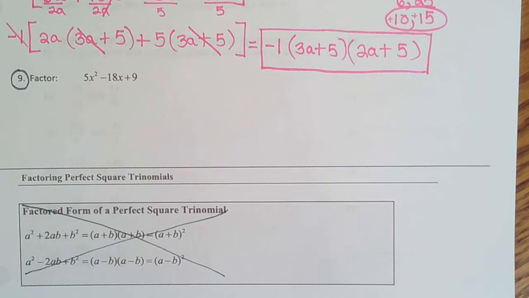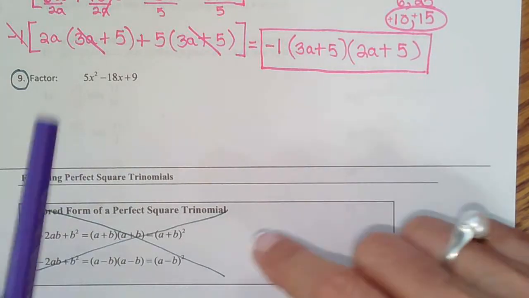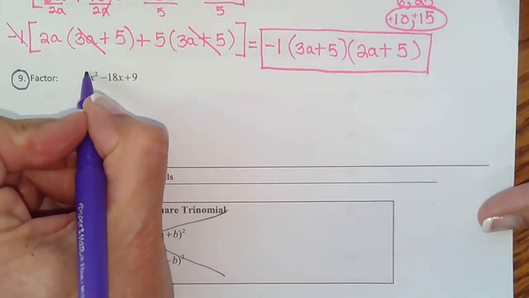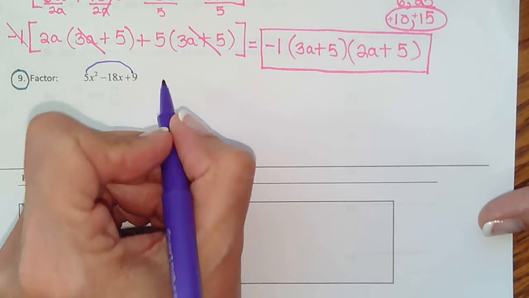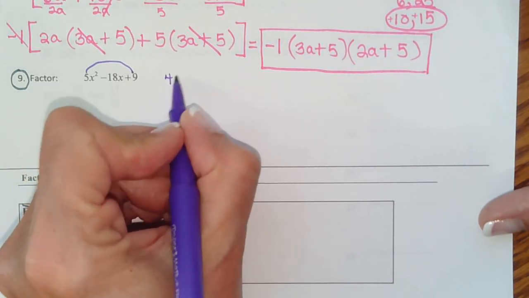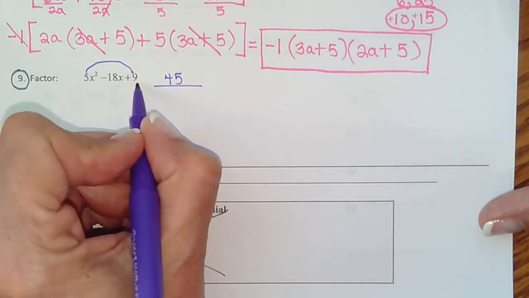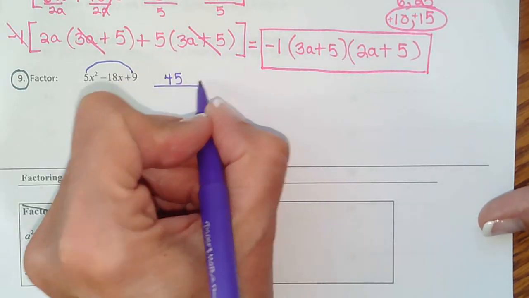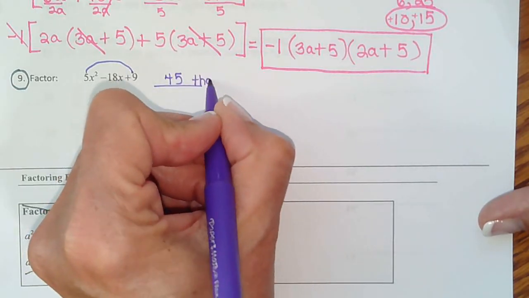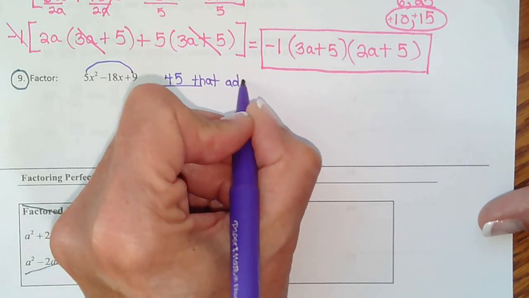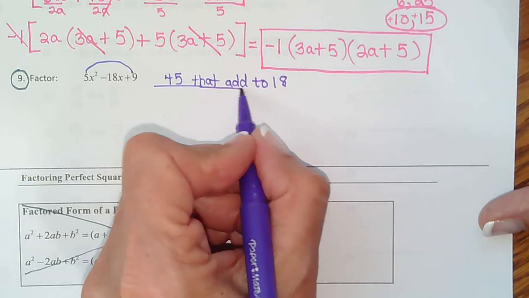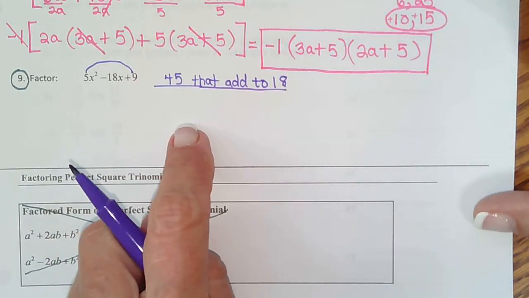So first we look and see, is there a GCF? Is there something common to all three terms? Nope. So then that tells us to do AC. So we're looking for factors of 45. Read the problem backwards, then add to 18. And I always write that down because then that just reminds me what I'm looking for when I write my numbers.